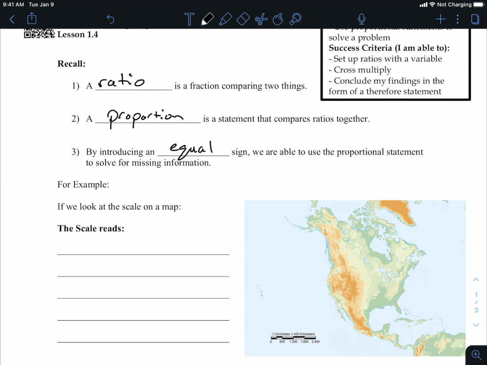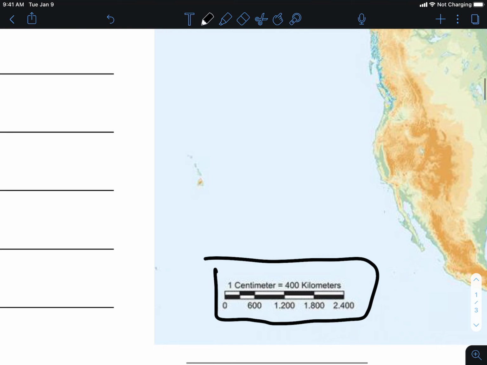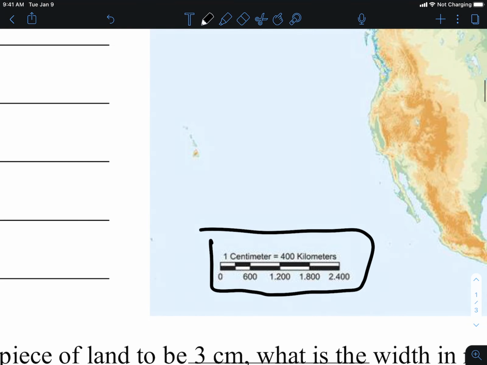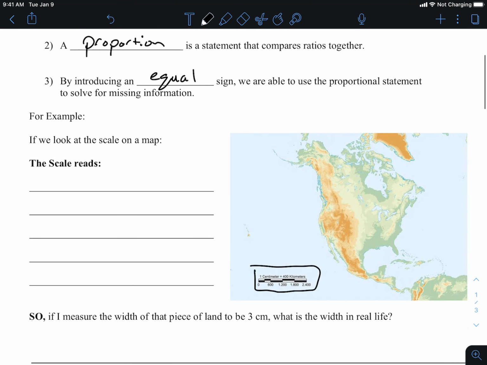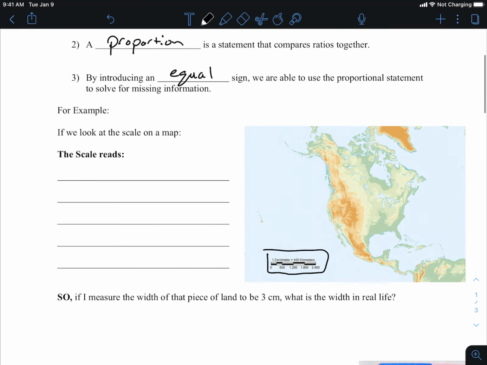Okay? So for example, if we look at the map, can everybody see the map on their page? Okay, do we see, this is on all maps, whether or not you know it. Okay, if you zoom in there, what it's saying is 1 centimeter is equal to 400 kilometers, right? That's a lot. Well, the world's big, right? Globe. So here's how the scale reads.